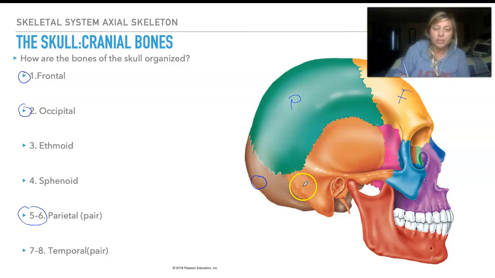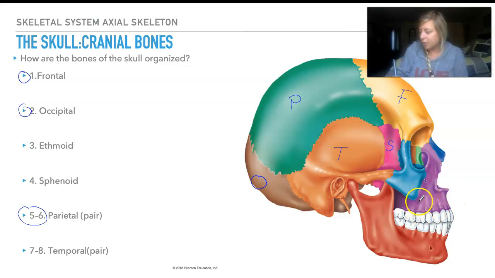We also have the temporals, which are a pair. So we're seeing the right temporal here. And then we have the sphenoid, which we can see kind of goes from one side of the skull behind the eyes all the way across. And so we can see part of it here in pink.